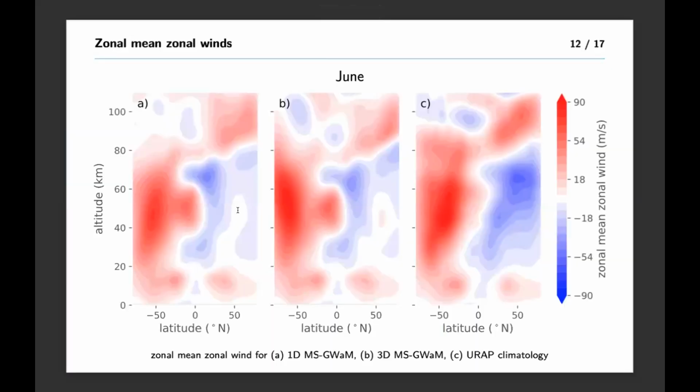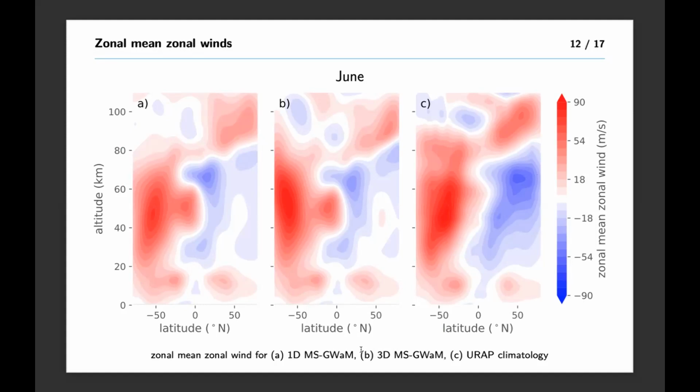First of all, the one thing everyone always looks at is the zonal mean zonal wind. You can see 3 panels here. The left panel is for the 1D implementation of the ray tracing parameterization. The center panel is for the 3D implementation of the gravity wave parameterization. The right side is the climatology to compare to.